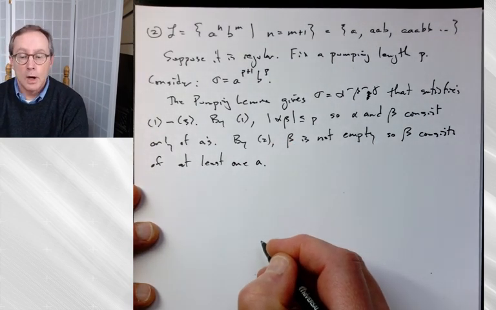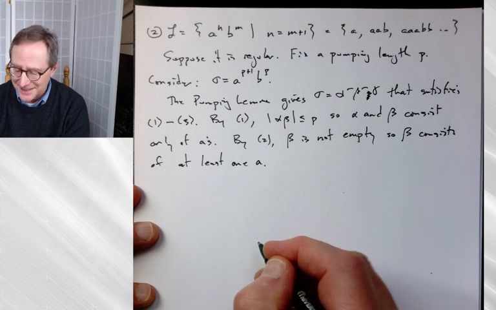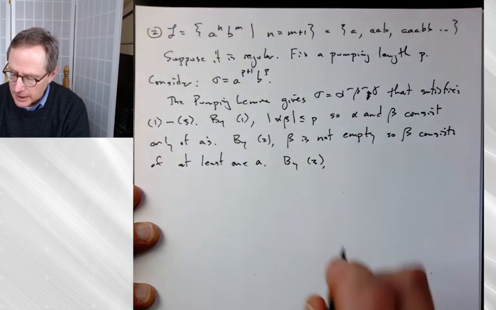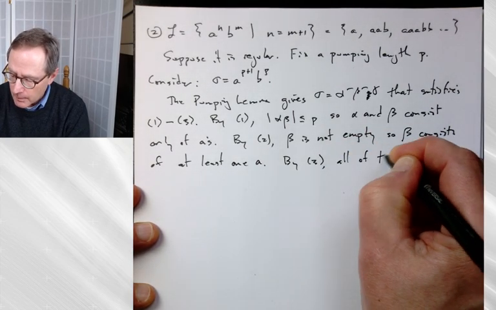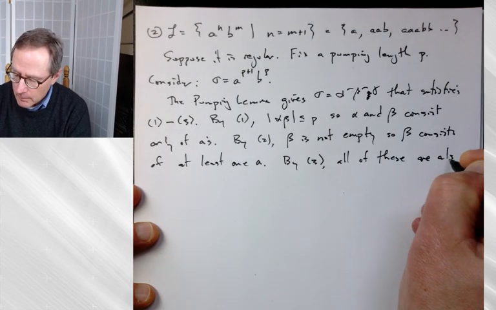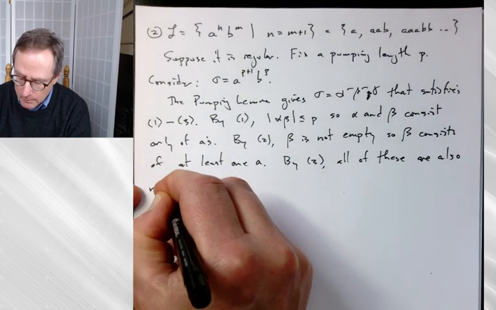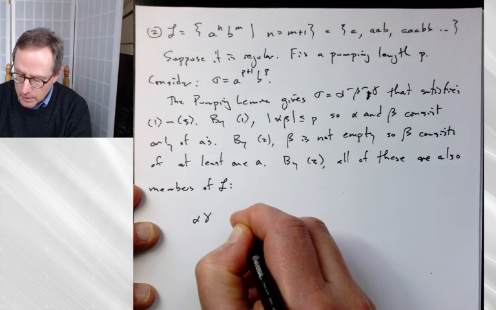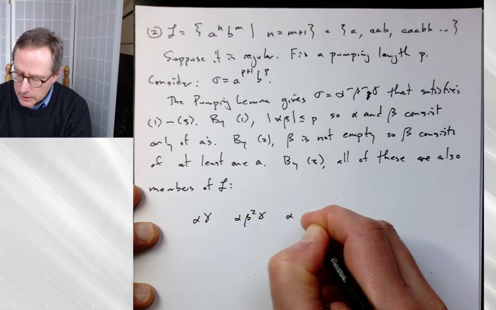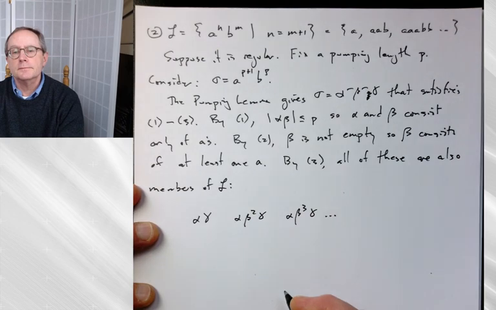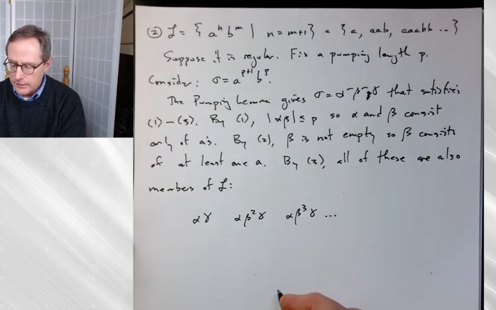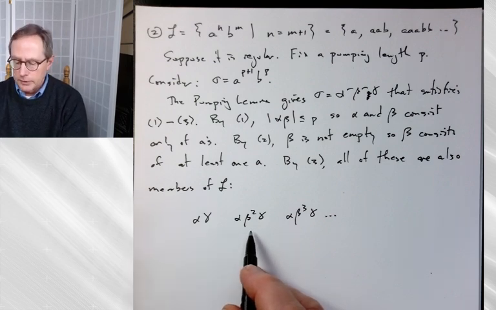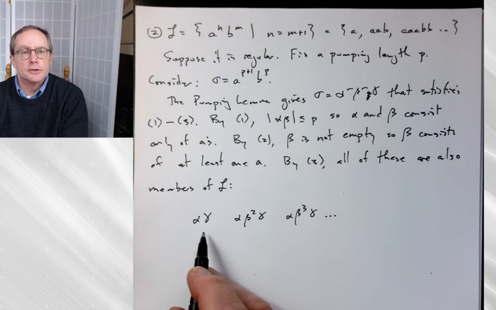And again, here we go. I've done one, I've done two. Got any guesses as to what I'm doing next? By 3, all of these are also members of the language L: alpha gamma, alpha beta squared gamma, alpha beta cubed gamma, etc. Last time I found the contradiction here, and you often have a choice about where to find the contradiction. But just for variety, I'm going to find the contradiction here.